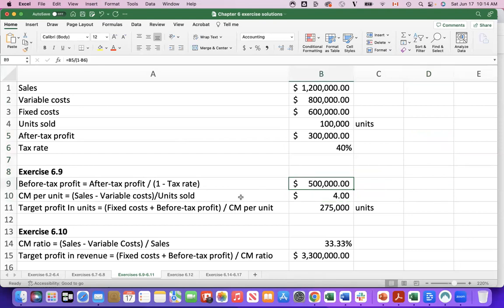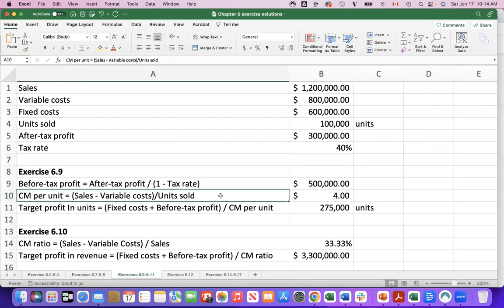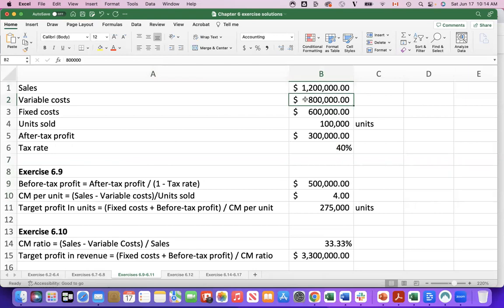We divide that by our contribution margin per unit after we add fixed costs. We need to figure out what our contribution margin per unit is. Remember, contribution margin per unit is sales, which is 1.2 million, minus variable costs of 800,000. That's your numerator. And we divide it by the units sold, which is 100,000. So your total contribution margin is the 1.2 million minus the 800,000, which is $400,000, divided by the number of units sold, which was 100,000 units. So we get a contribution margin per unit of $4.